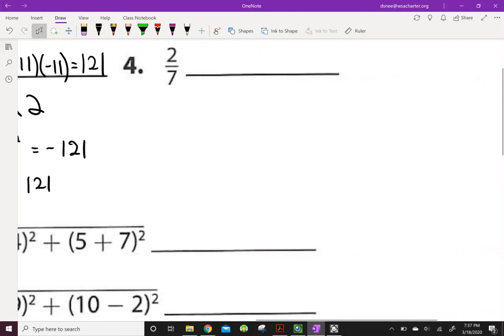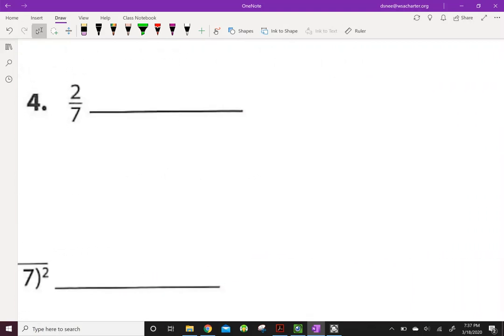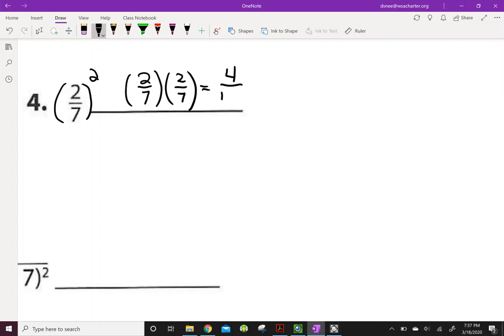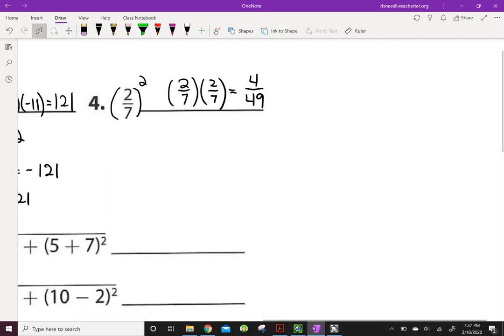Let's go on and find the square of a fraction. Okay, this is just basically, I need to multiply 2/7 by 2/7. And if I multiply fractions, I just multiply straight across, I'm going to get 4/49. And I can't reduce that at all. 49 is not a prime number, but it has no common factors with 4.